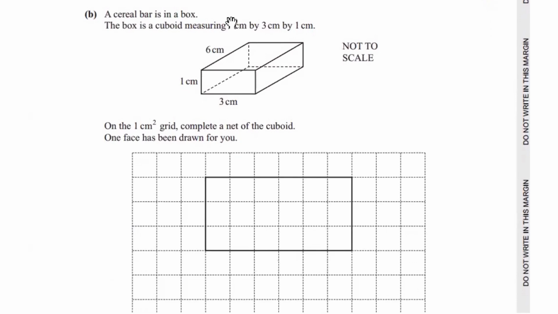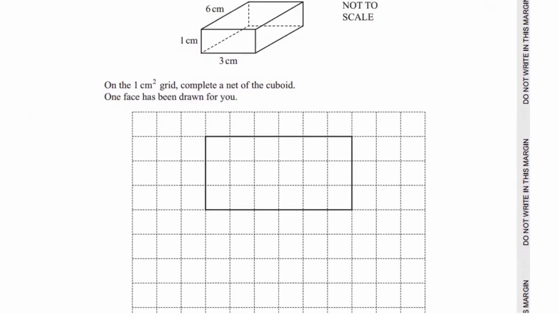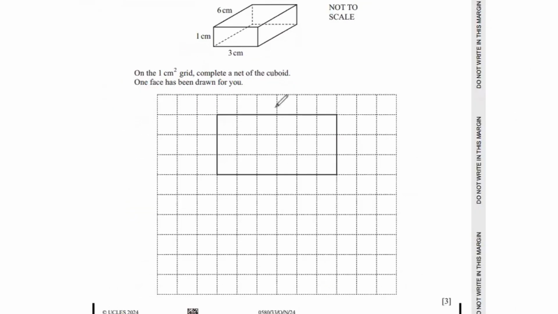Then a cereal bar is in a box. The box is a cuboid measuring 6 by 3 by 1 centimeters. On the 1 centimeter square grid, complete a net of the cuboid. One face has been drawn for you. So it's 6 by 3. So they've drawn the top.